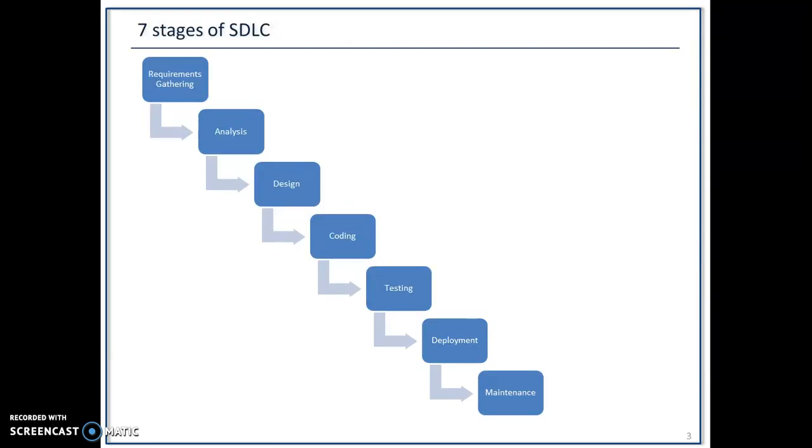So these are the 7 stages of SDLC. First is requirement gathering, then analysis, design, coding, testing, deployment and maintenance.